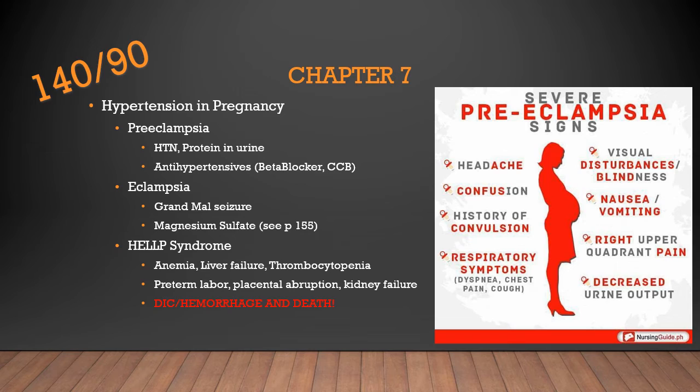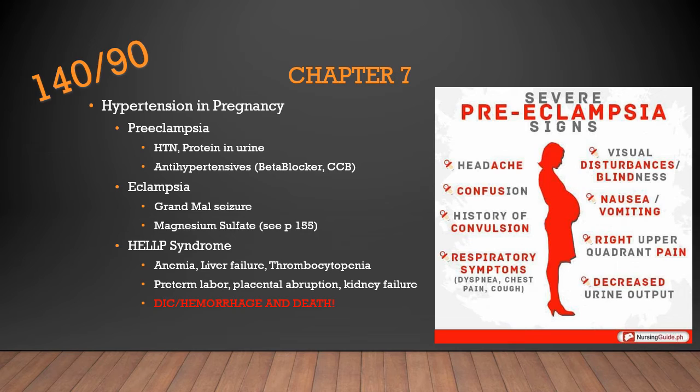IV mag sulfate is given, again, to prevent eclampsia or to treat eclampsia. The loading dose is 4 to 6 grams, diluted in 100 milliliters, and administered over 15 to 20 minutes, followed by a continuous infusion of 2 grams per hour. And it's really important that we monitor serum magnesium levels to make sure they're within therapeutic range of 4 to 7 milliequivalents per liter. The intravenous infusion continues for at least 24 hours post-delivery to help prevent post-delivery eclamptic seizures.